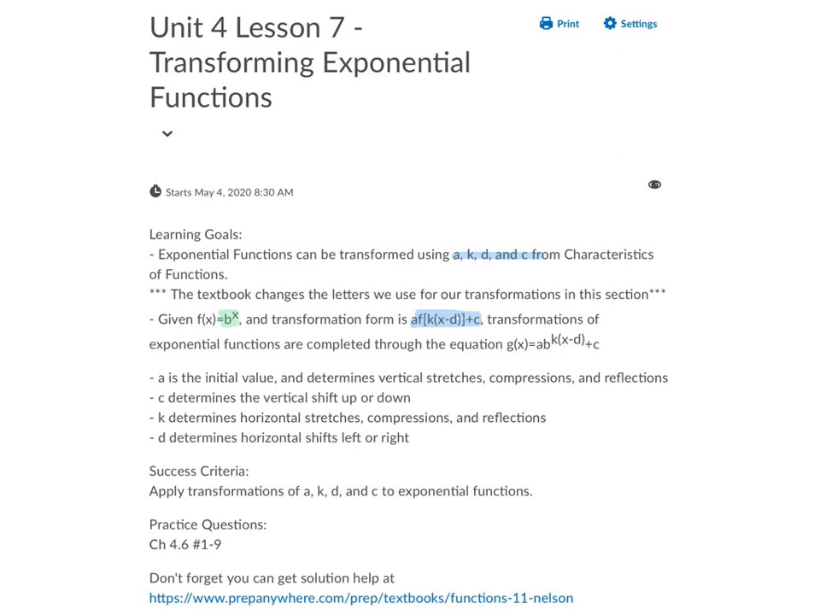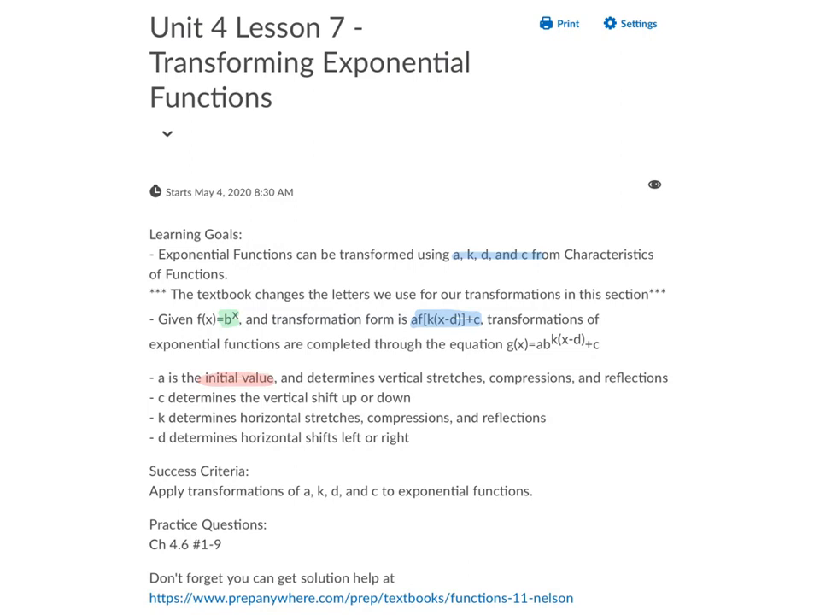We have a being our initial value, as well as what determines our vertical stretches, compressions, and reflections. C is going to determine vertical shifts up or down. K will determine horizontal stretches, compressions, and reflections. And D will determine horizontal shifts left or right. The one new piece of information here is this use of the initial value.